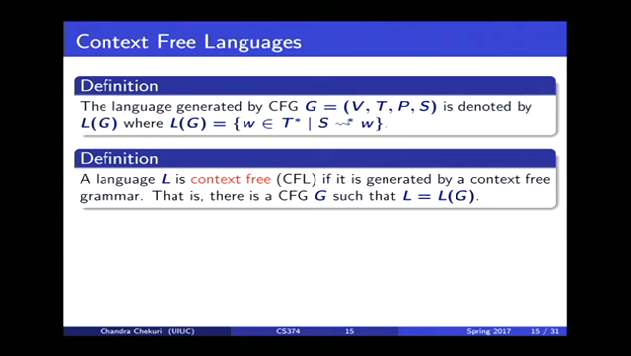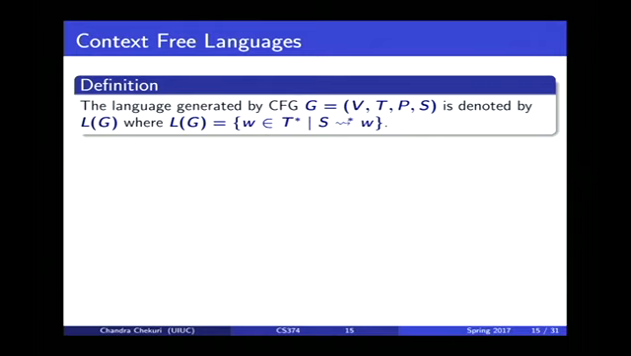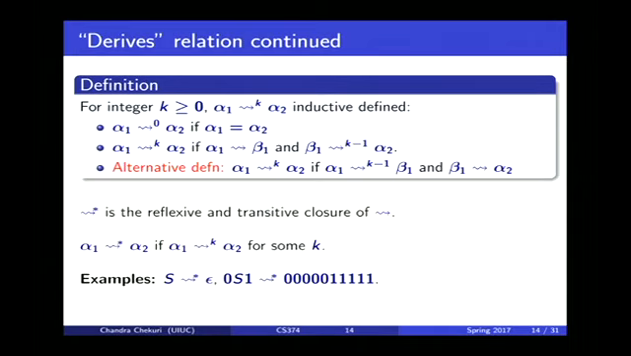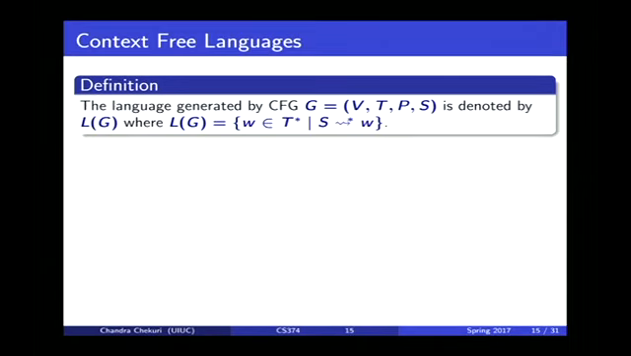Now you may ask, what is the meaning of context free? Why did people call it context free? Yes, T star, exactly. We are using regular expressions now. We know what T star is: it is the set of all strings created from T, like sigma star. We take all strings in T star that can be generated from S.